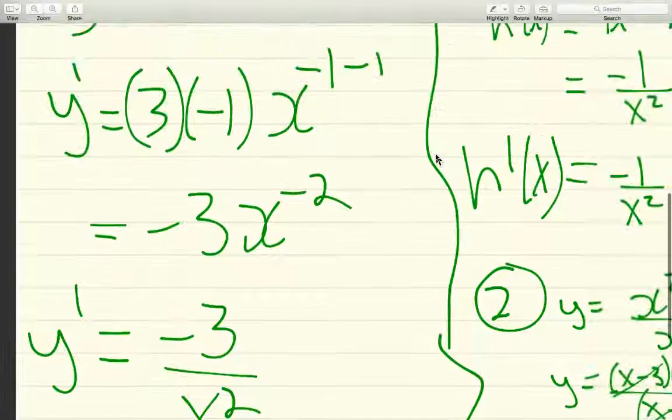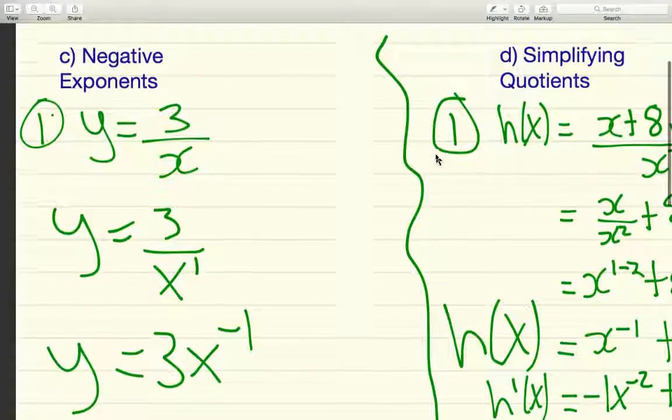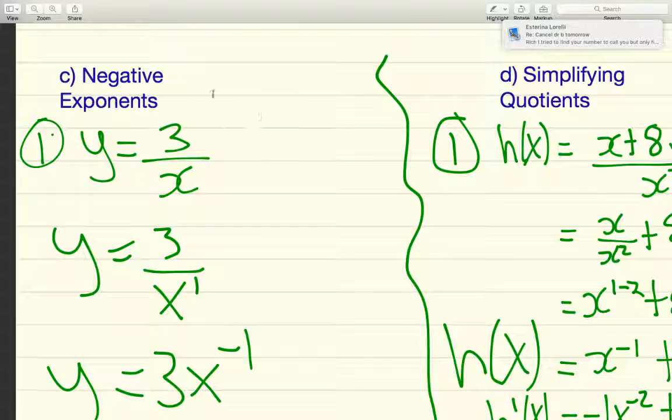Okay, now we're going to do negative exponents. So what we're going to do here is get our equation. Sorry about that.